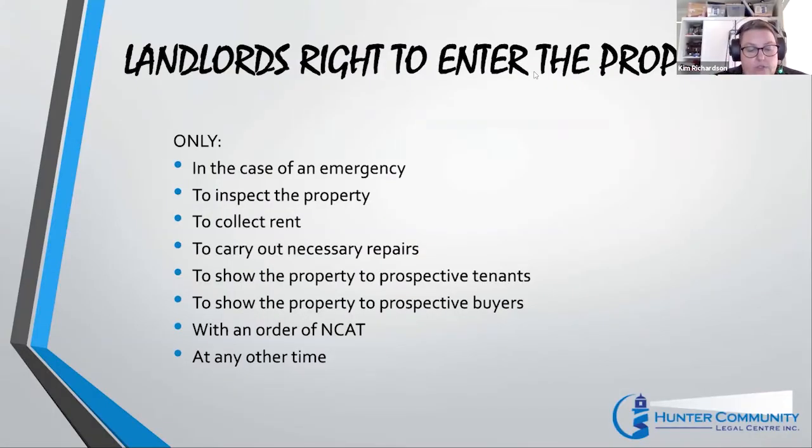So the landlord or the agent, or another person, again authorised by the landlord, can only enter the premises without your consent and without notice in an emergency or to do urgent repairs, or if the landlord thinks that the premises have been abandoned, or in accordance with an order from NCAT, or if they have serious concerns about the health or safety of a person on the premises after they've first tried to get your consent to enter.